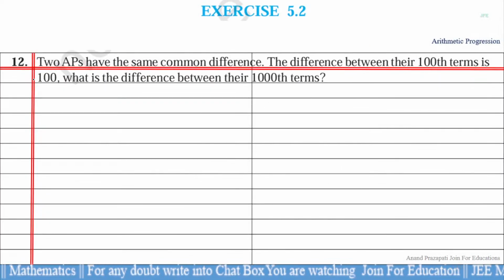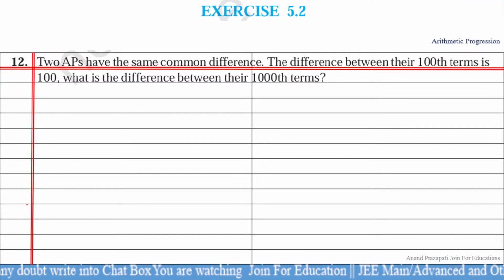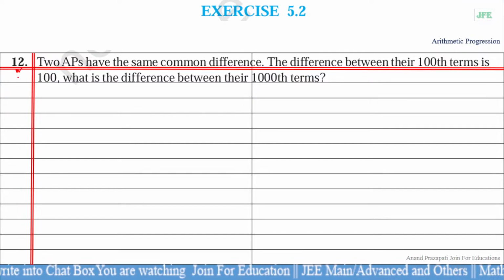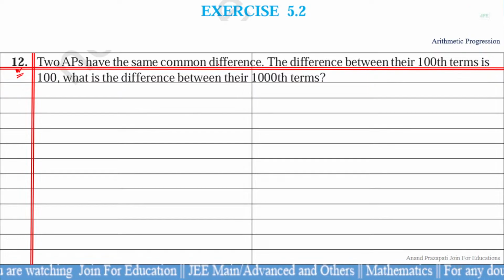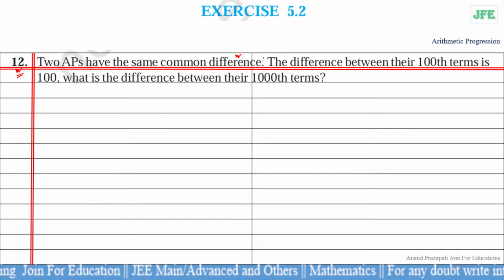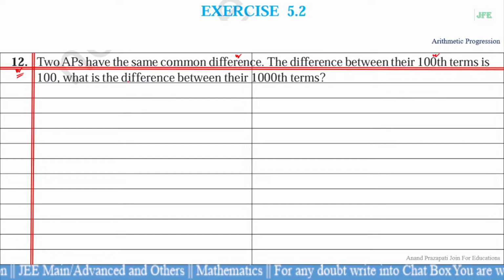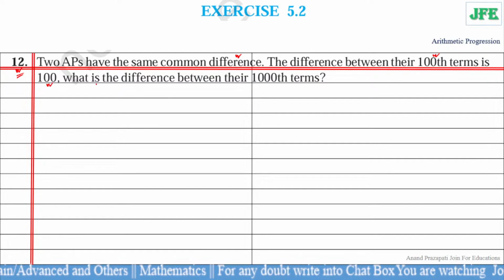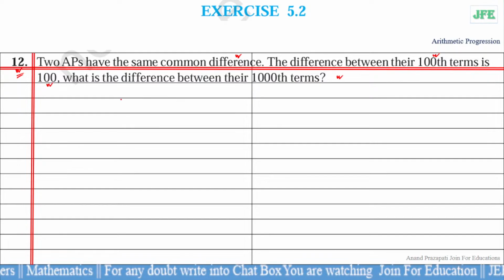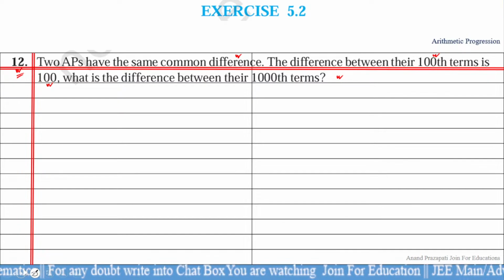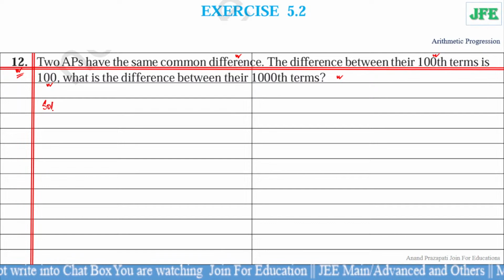So this is question number 12. I am going to read question number 12. In question number 12, it asks us: two APs have the same common difference. The difference between their 100th terms is 100. What is the difference between their 1000th terms? Is there any problem understanding the question? Let's see, write down here solution.